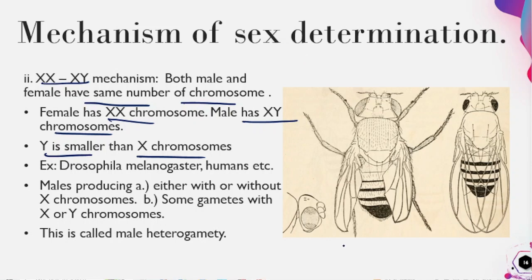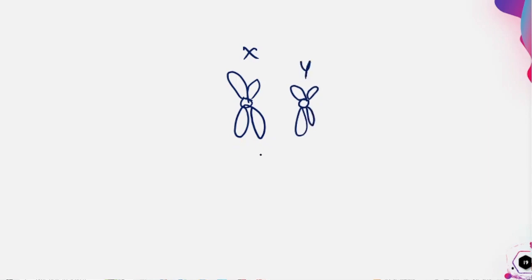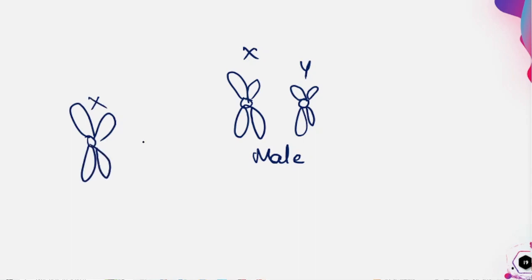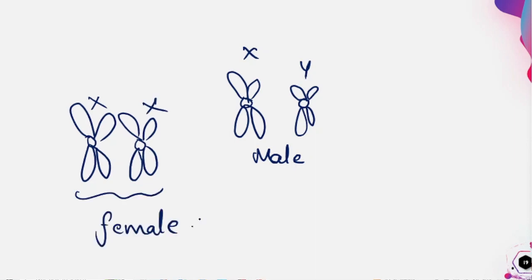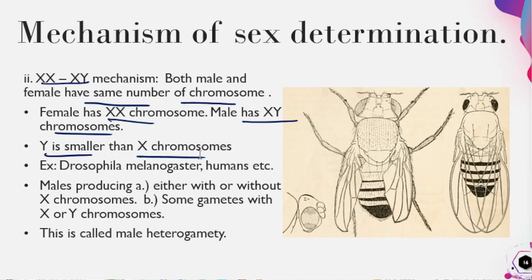So if this is a chromosome, listen here. If this is the chromosome, like this only, this is an X chromosome, then your Y chromosome will be smaller than your X chromosome. This will be your Y chromosome, and it will be present in the male. In the female, both will be X chromosomes. So this is an X chromosome, and this is also an X chromosome. Both will look identical to each other in the case of female, right? So this is about the chromosome. Y is smaller than the X chromosome.